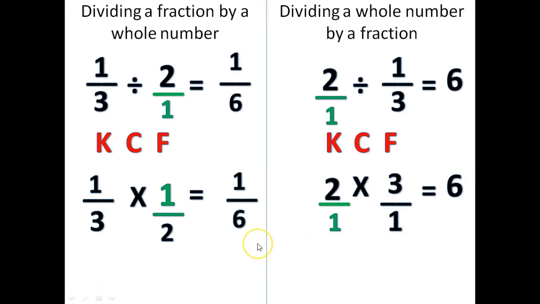And there you go. That is how you divide a fraction by a whole number, and you divide a whole number by a fraction. Remember, when you divide a fraction, your answer will be a fraction. When you divide a whole number, your answer will be a whole number.